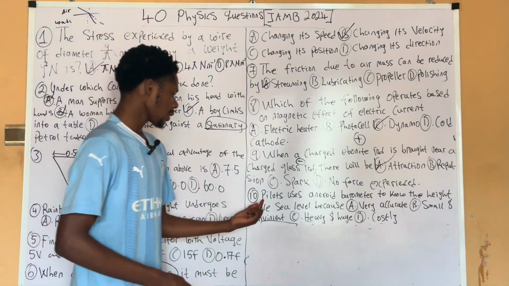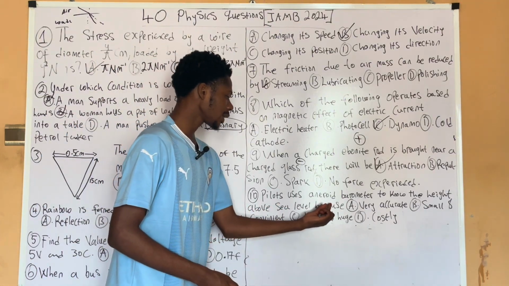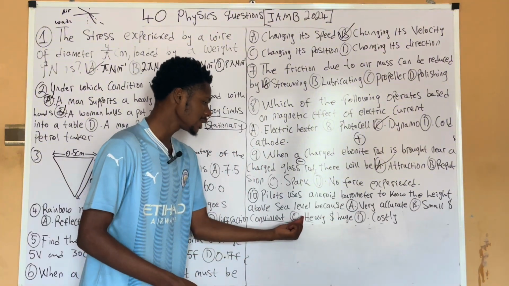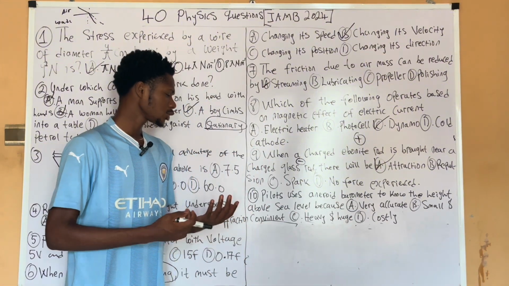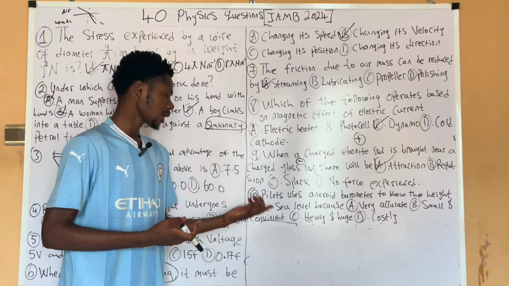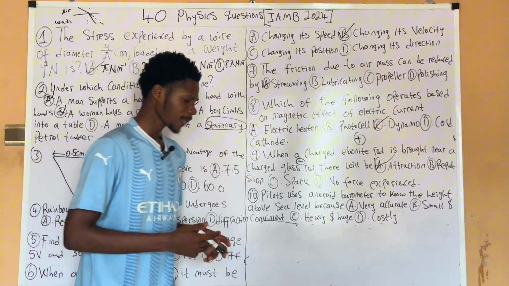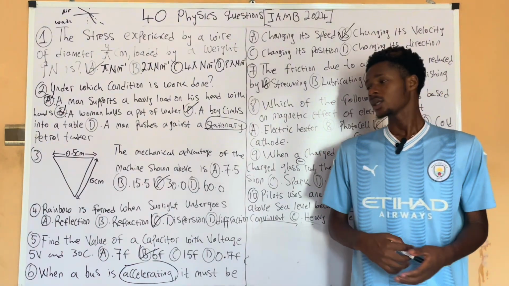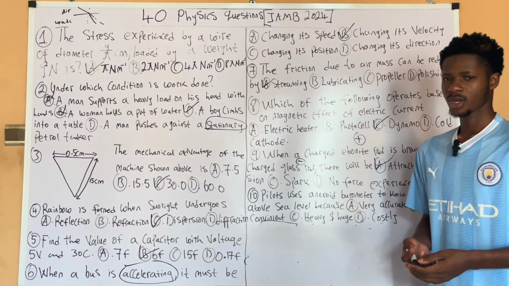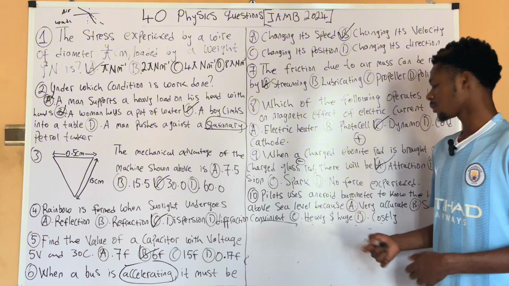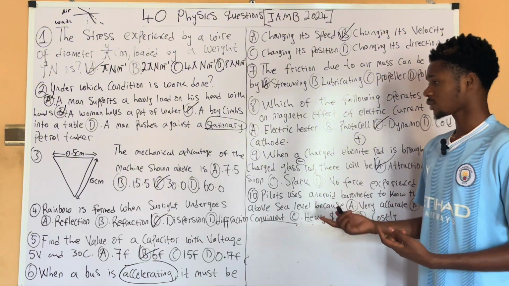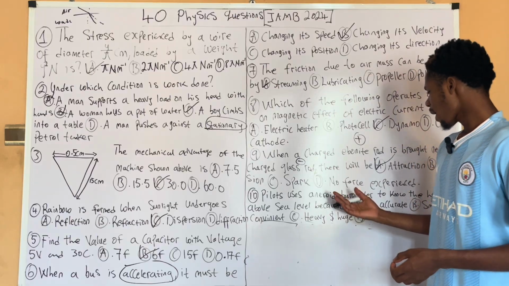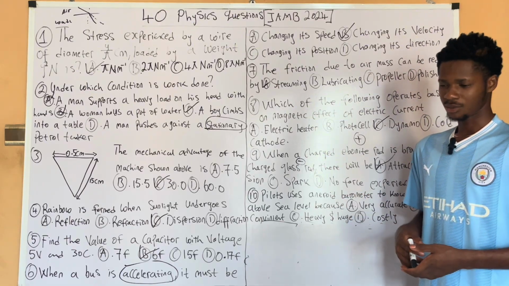The question says, pilots use an aerodynamic barometer to know the height above sea level because... Why do pilots choose to use an aerodynamic barometer? Now what is simply the reason? Because there are various types of devices that we could use to measure pressure, right? An aerodynamic barometer measures pressure, which in turn measures the height, because pressure varies directly as the height. Why then do they choose to use the barometer?